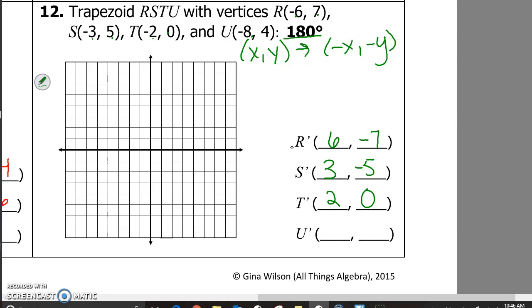opposite of negative 8 is 8, and opposite of 4 is negative 4. Okay, so go ahead and work on your practice. It is your homework. It is due.